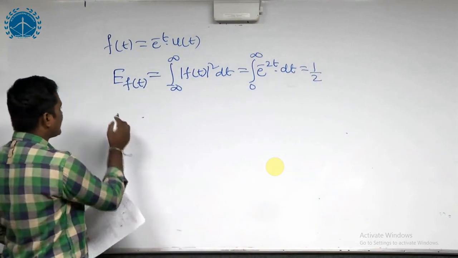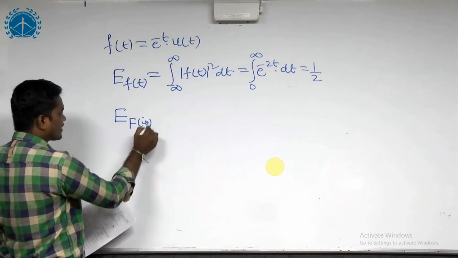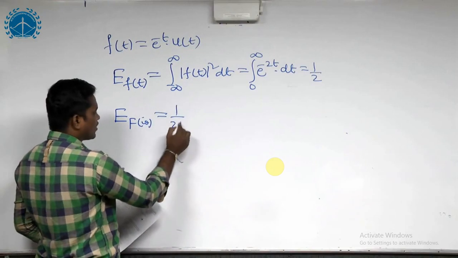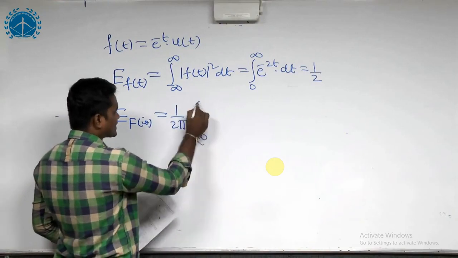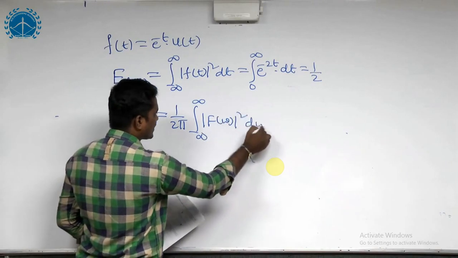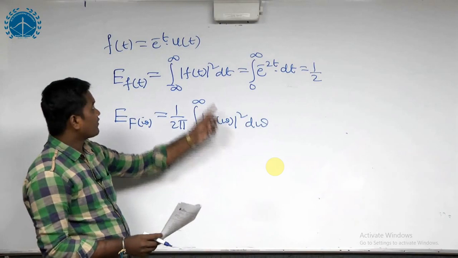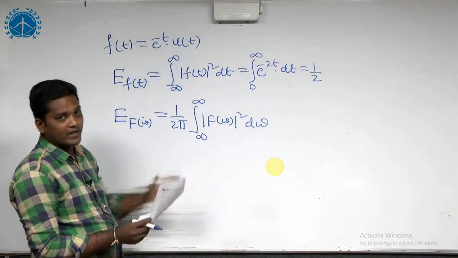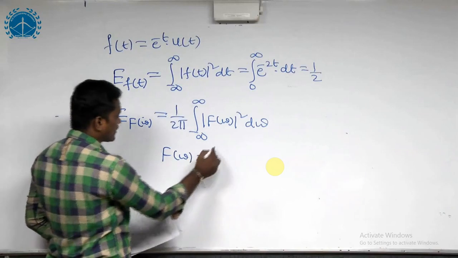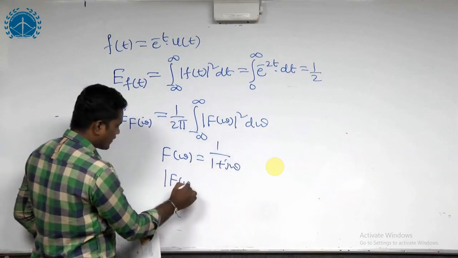In the same way, from Parseval's theorem, the energy in the frequency domain is, energy in F of omega is 1 by 2 pi integration from minus infinity to plus infinity of mod F of omega whole square d omega. Omega ranging from minus infinity to plus infinity. F of omega is the Fourier transform of f of t. So what is F of omega? Fourier transform of e power minus t u of t is 1 by 1 plus j omega. What is mod F of omega?